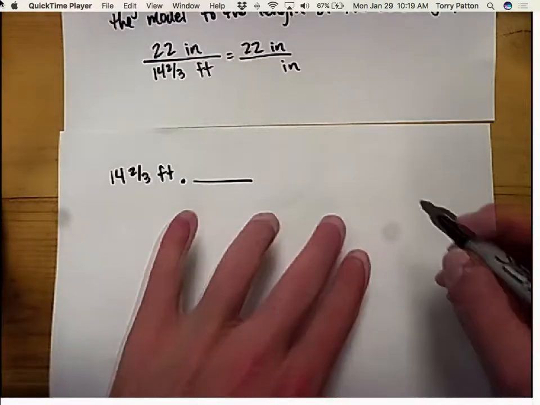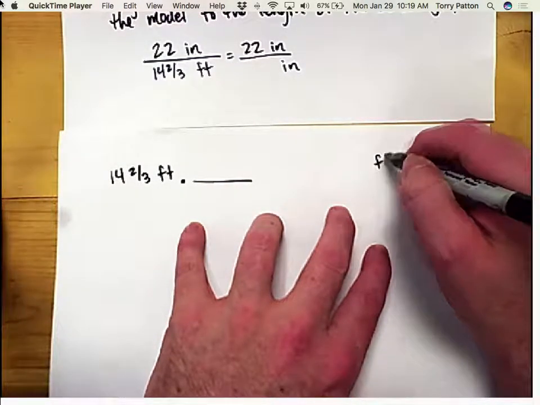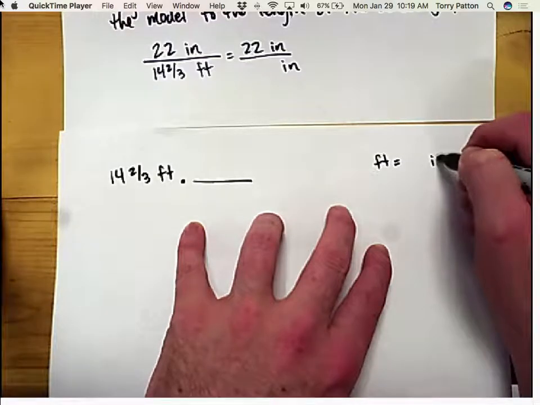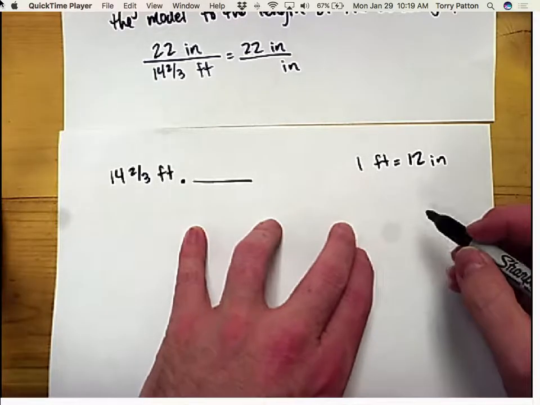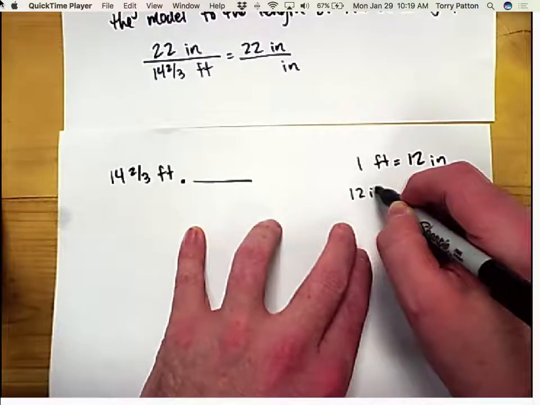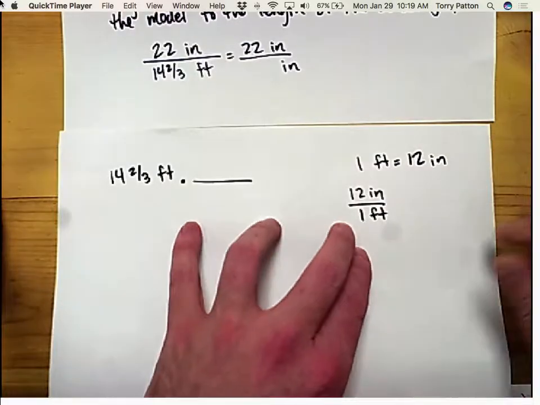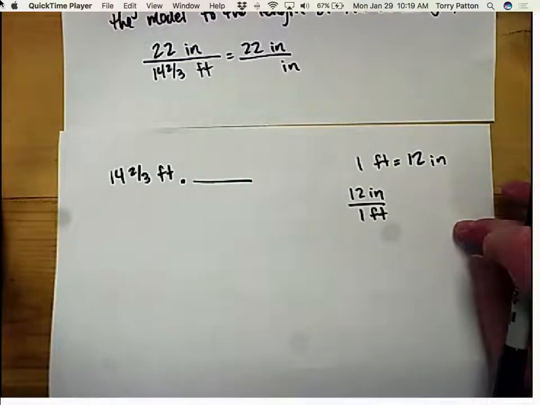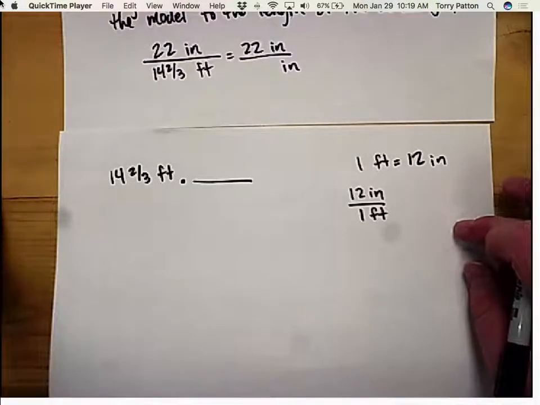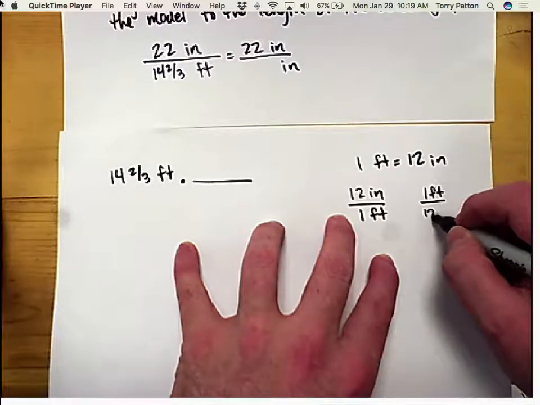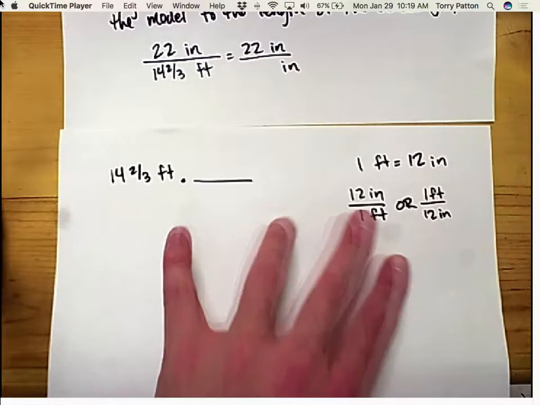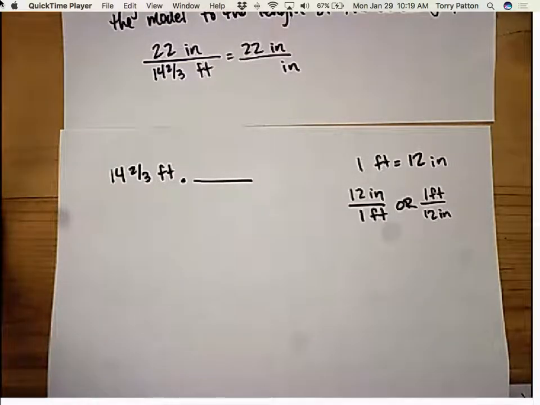Well, what do we know about feet and inches? How many feet equals how many inches? 1 foot equals 12 inches. So we could do 12 inches over 1 foot. Is that a fraction that equals 1? Yes, because the top and the bottom are equal. And if the top and the bottom are equal, then it equals 1. We could also do 1 foot over 12 inches, right? Those are 2 ways to write a fraction that equals 1.